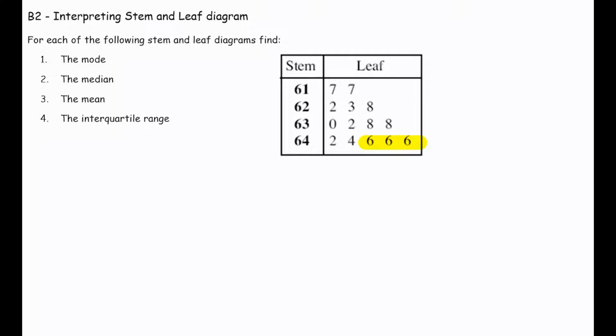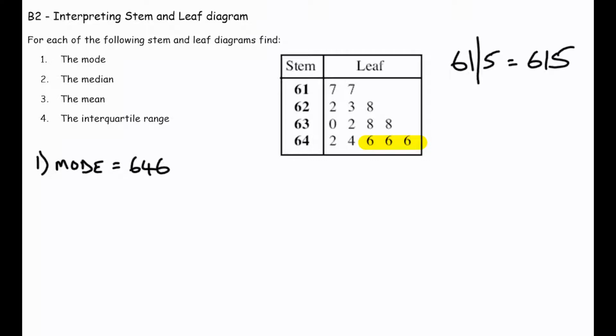So the mode for this particular stem and leaf diagram is not the number 6, it is the number 646. All right, so the mode in this case, okay. I should have put a key on here for you, so we're all sure exactly what these numbers represent. Okay, so we managed to find the mode. Let's go ahead and find the median.